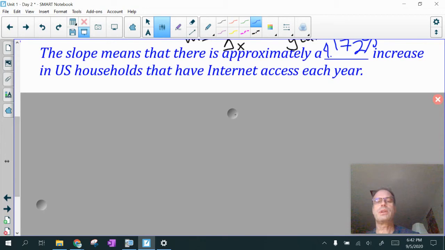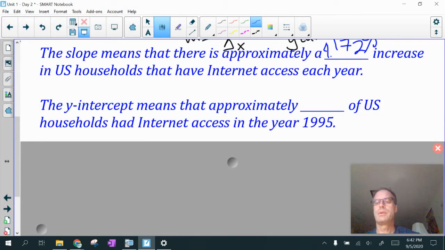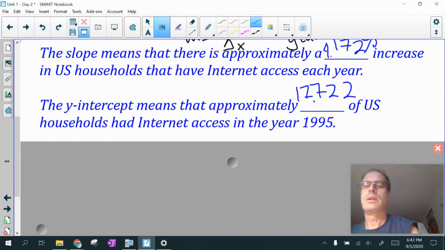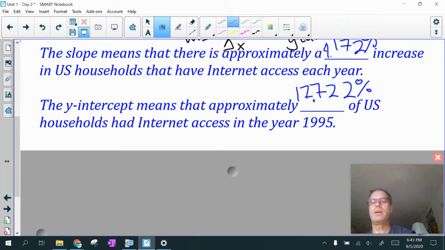Okay. They're also going to ask for interpretation about the y-intercept. So that means that in year 0, which is what my y-intercept is, we had approximately 17.722% of U.S. households had internet access back in 1995. Once again, please take note, this was in 1995 because I took my x of year 0 and converted it back into the language that everybody else is using.